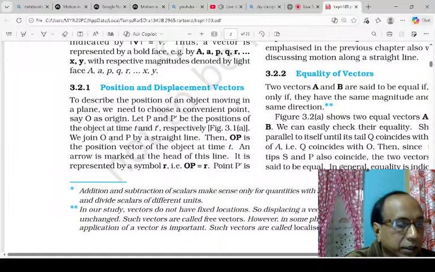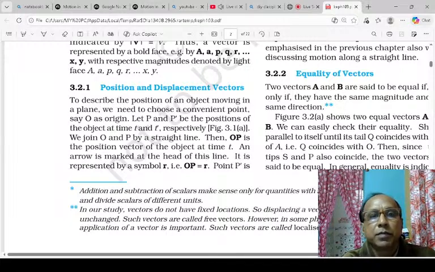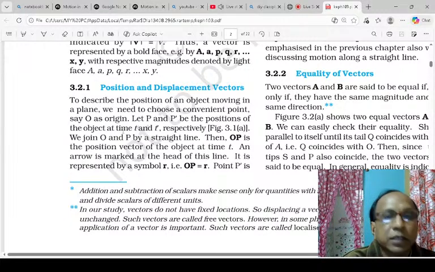Now here you get that to describe the position of an object moving in a plane, we need to choose a convenient point, say O, as origin. Let P and P dash be the positions of the object at time t and t dash respectively. We join O and P by a straight line. And OP is the position vector of the object at time t.